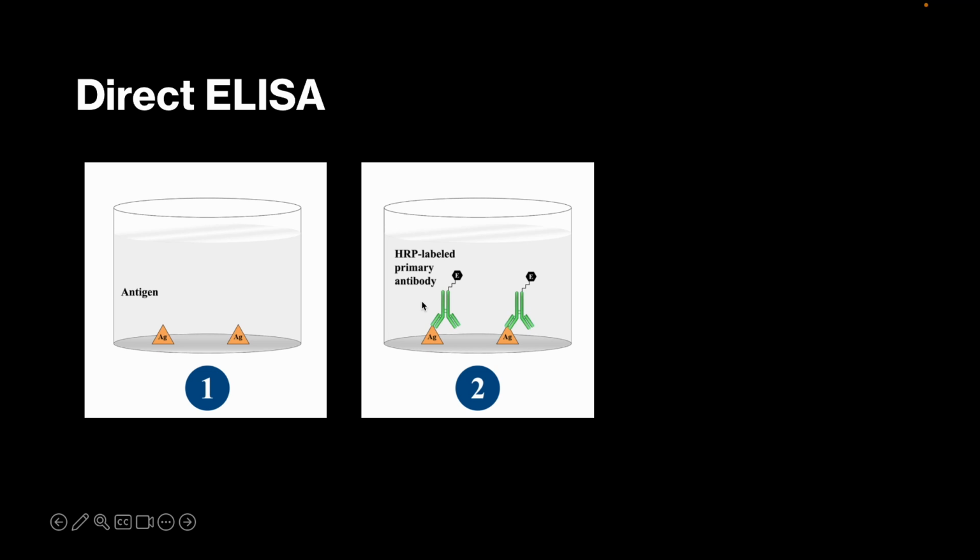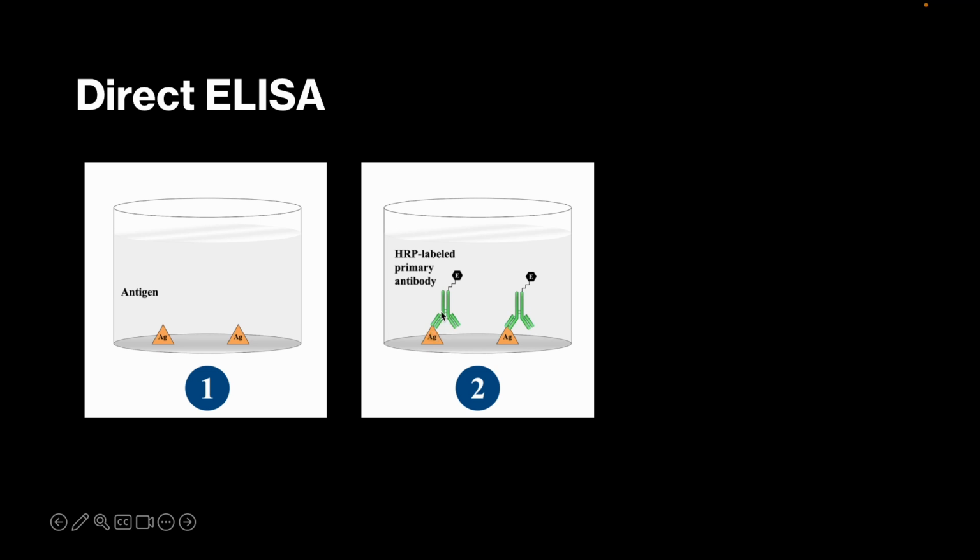What you have is the well, and you coat the well with the antigen of your interest. So suppose you have a sample and you purify from it the antigen, the protein that you want, and you want to detect how much protein is there or not. So you put the antigen. Instead of having a plate which is pre-coated with the antibody, now you have a plate in which you coat the antigen. You immobilize the antigen and then you put the antibody.